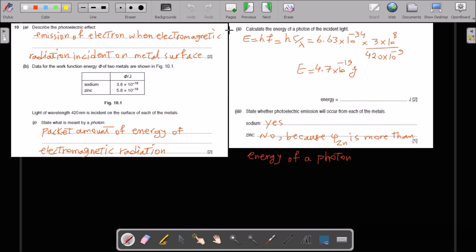joule. State whether photoelectric emission will occur from each of the metals. For sodium, we can say yes, because for sodium the work function phi is 3.8 times 10 to the power negative 19, so it is less than the energy of a photon. That's why photoelectric emission happens. And for zinc, you can say no, because the work function energy of zinc is more than the energy of a photon. That's why photoelectric emission doesn't happen.